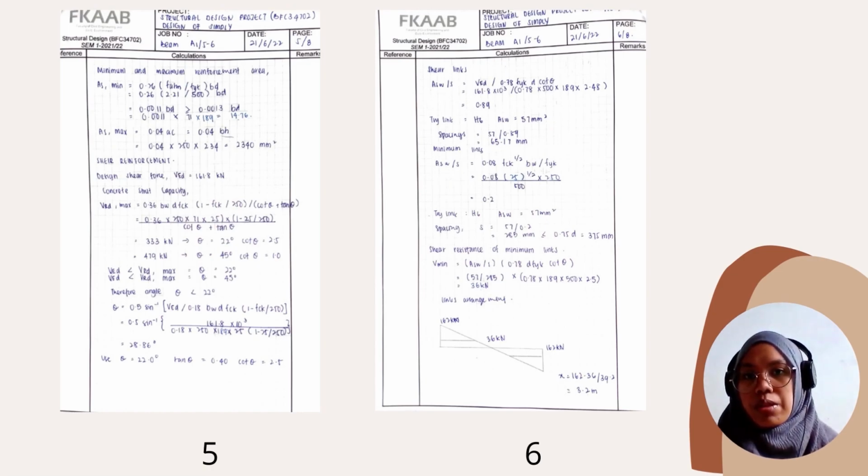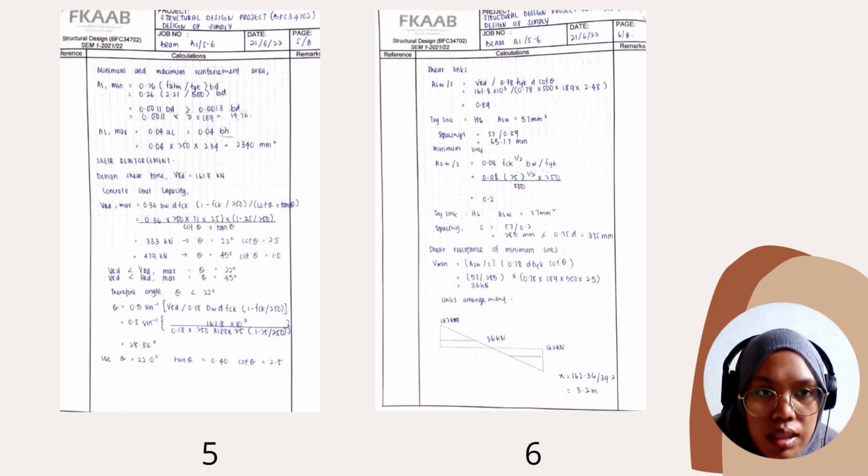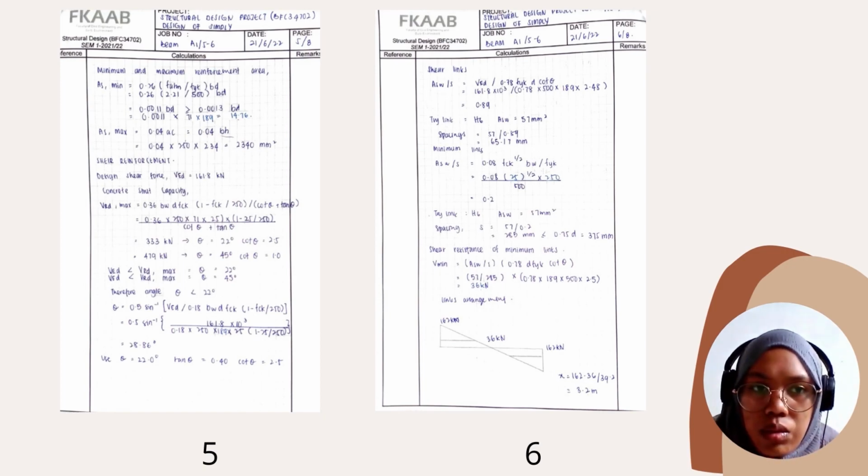So now for the minimum and maximum reinforcement area, the reinforcement area minimum is equal to 14.76 millimeter square, and for the maximum is 2,340 millimeter square. For the shear reinforcement, design shear force is equal to 161.8 kilonewton, and for the shear links, it is equal to 0.89. And for the link, we use H6. For the spacing, it is equal to 65.17 millimeter.